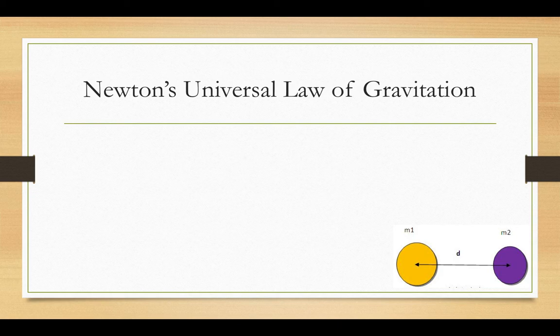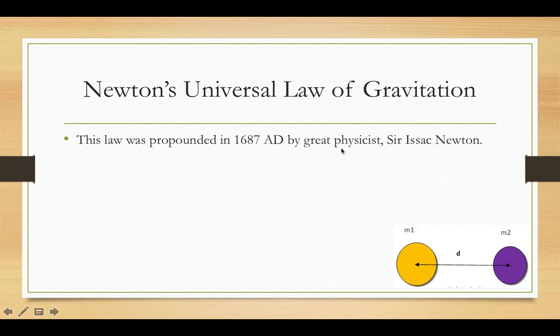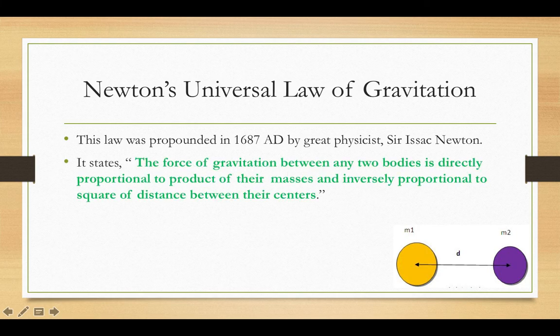Newton's universal law of gravitation. As the heading itself says Newton's, that means it was developed by great physicist Sir Isaac Newton in 1687 AD. So it states that the force of gravitation between any two bodies is directly proportional to product of their masses. As I told you, if more mass, more force of gravitation, and less mass, less force of gravitation. That means they have similar relation between force of gravitation and masses of two bodies. And if the relations are similar, that relation is called directly proportional.